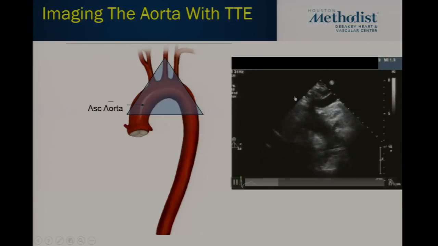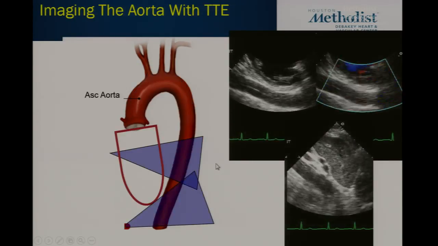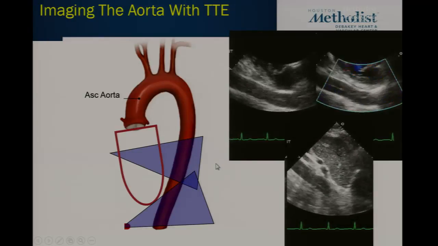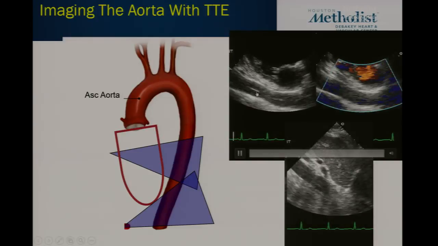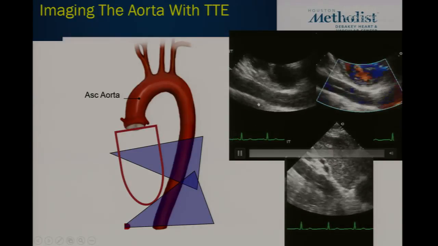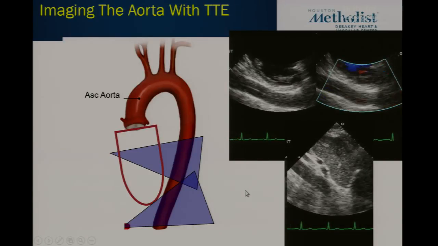Now, the arch, of course, we see through the suprasternal notch. And the descending aorta, you see it on a short axis view in between, long axis and short axis. If you put the transducer parallel to the spine, you may be able to see the descending aorta. This happens to be a patient with a dissection.